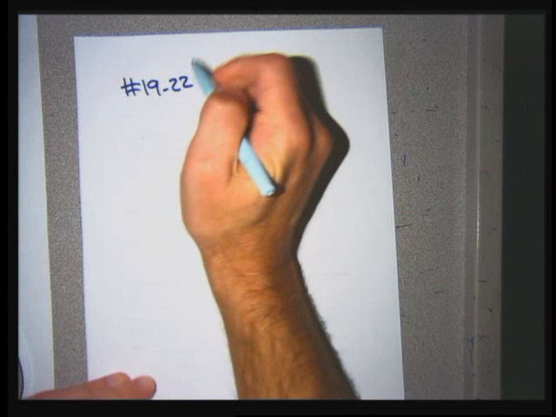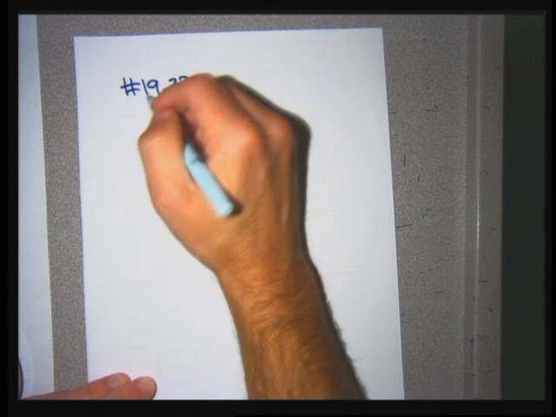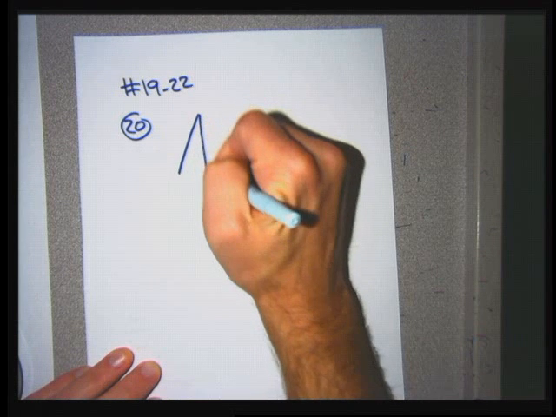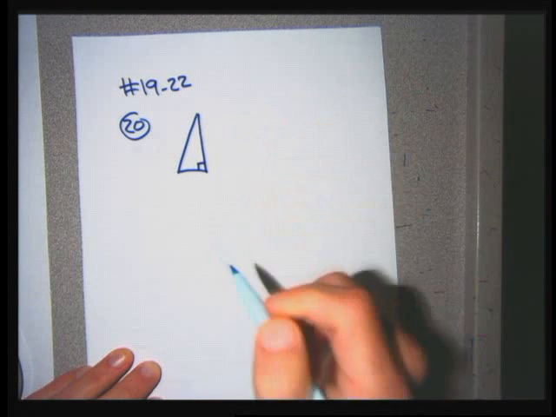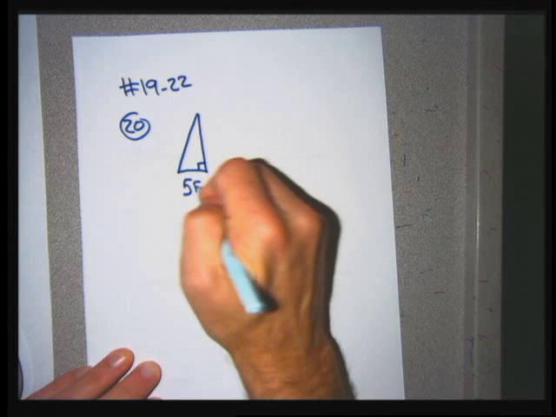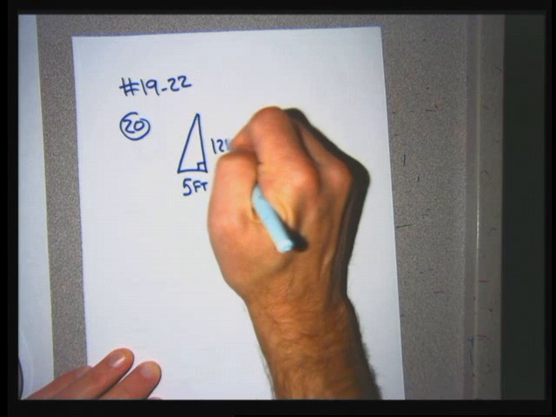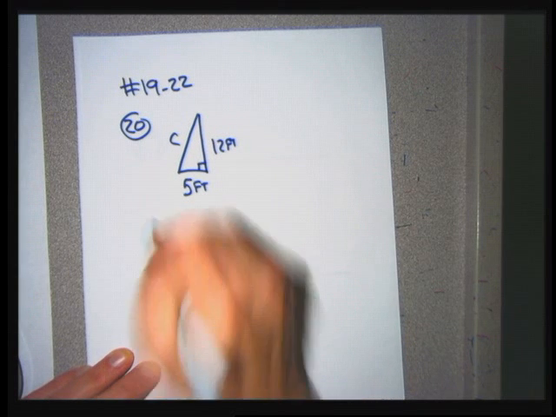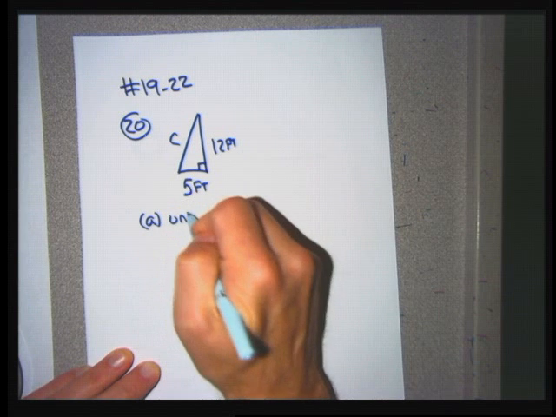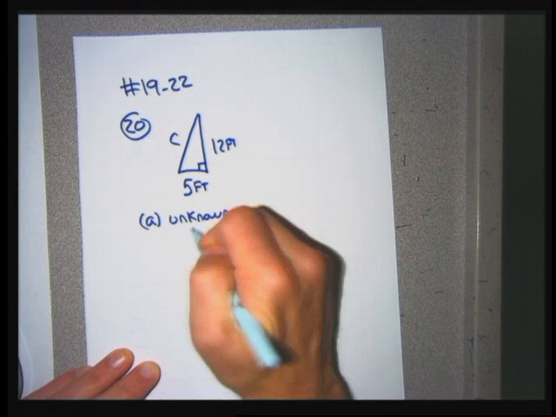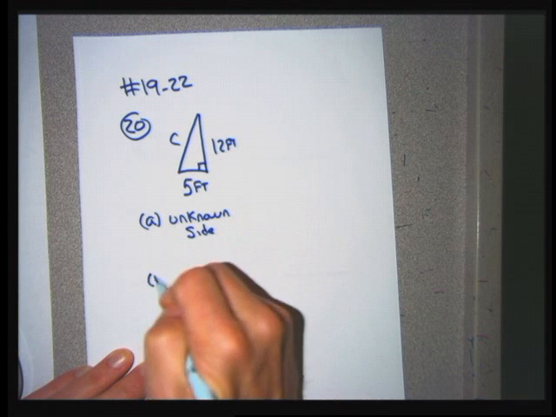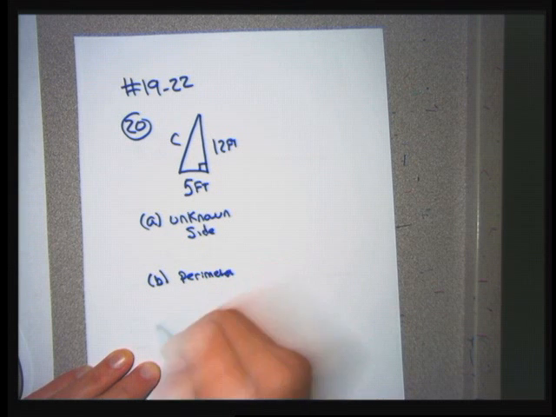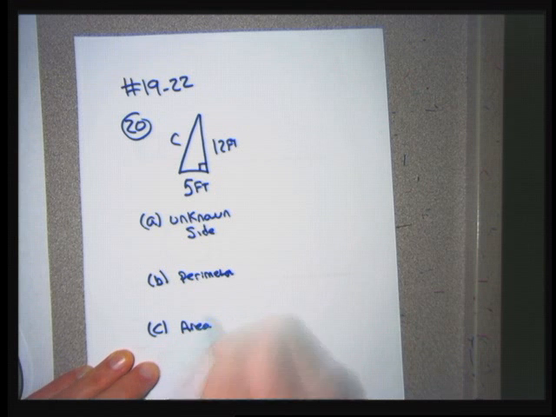Numbers 19 through 22, the author gives me a picture of a triangle. Number 20, the triangle looks something like this. Not the ultimate best drawing, but it's good for me. And the author says one side is 5 feet, the other side is 12 feet. Nice enough to call this side a c. And the instructions say do part a, find the unknown side. That's the c in this case. And then after I've solved a, do part b, find the perimeter of the triangle, and do part c, find the area of the triangle.